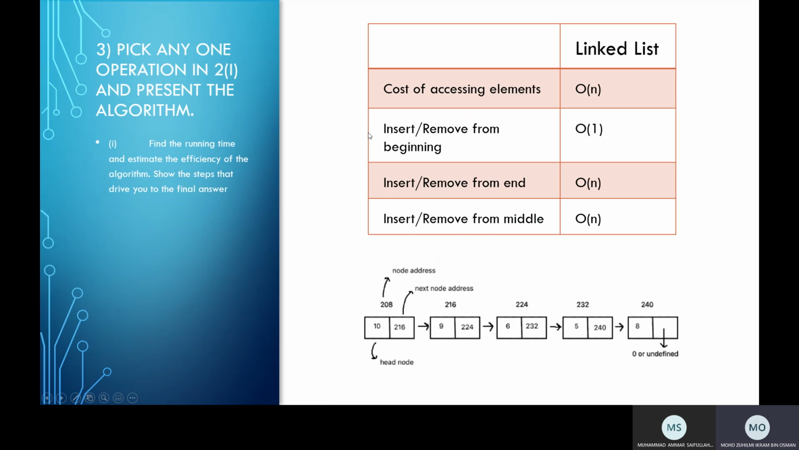Number three, pick any one operation and present the algorithm. Find the running time and estimate the efficiency of the algorithm. So when accessing elements of a linked list, the speed is proportional to the size of the list, with big O notation.